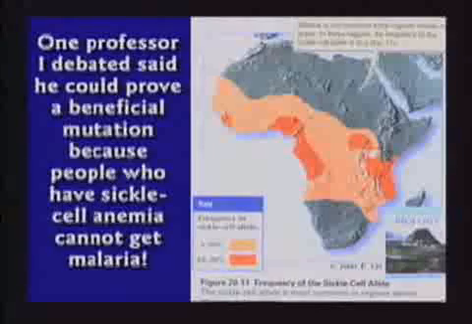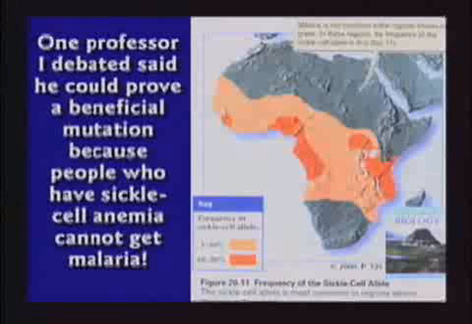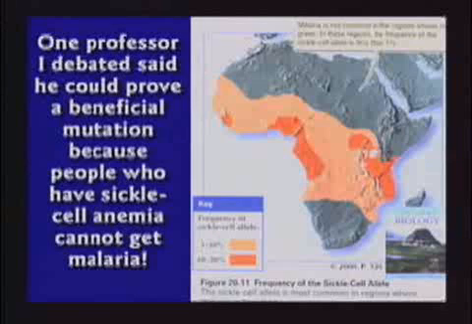One professor said, I know a beneficial mutation. I said, what is that, sir? He said, people in Africa that get sickle cell anemia are less likely to get malaria. I said, sir, that is brilliant. That's like saying if you cut off your legs, you can't get athlete's foot. And by the way, that's the one they always bring out because that's the only one they've got.